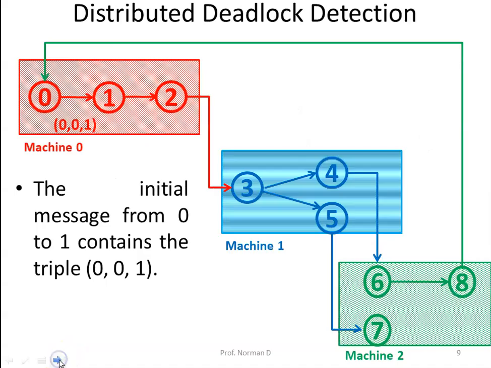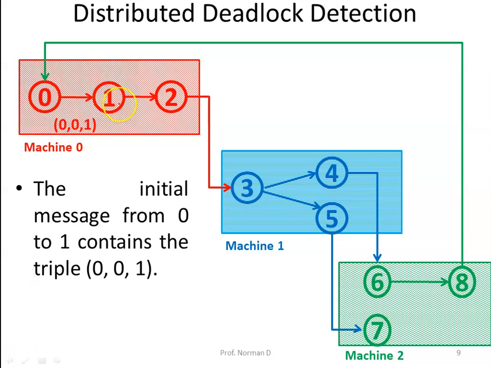We'll go through this example. So we see machine 0: 0 is waiting for 1, 1 is waiting for 2, and 2 is waiting for 3 on the next machine. Now here the 3 parameters will be 0, 0, 1. The first parameter is the process that has just blocked, since it is waiting for resources from 1. The next parameter is the process which is sending the message. In this case it is 0, and the message is being sent to 1. The third parameter is the process to whom it is being sent. So the probe message in this case would be 0, 0, 1.